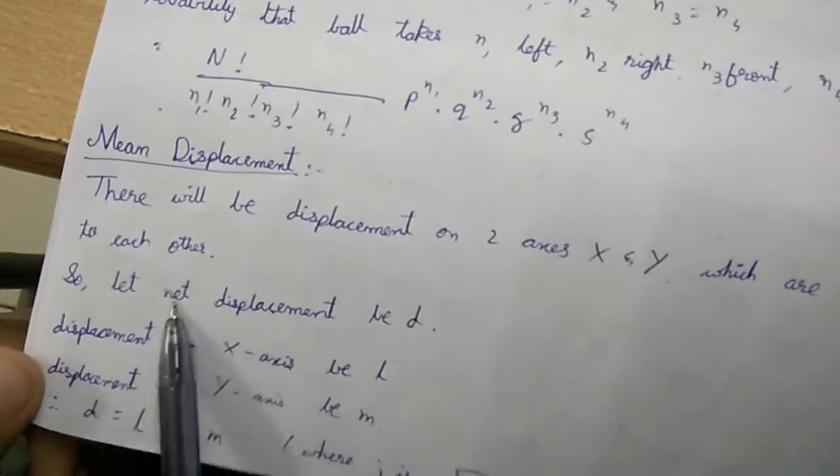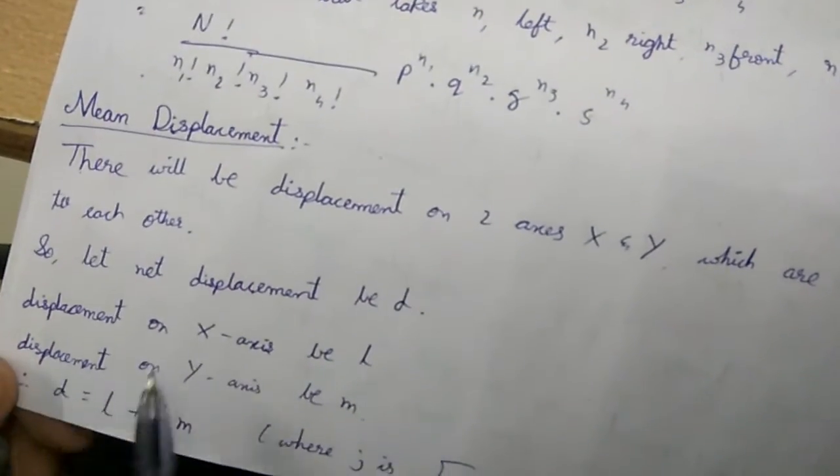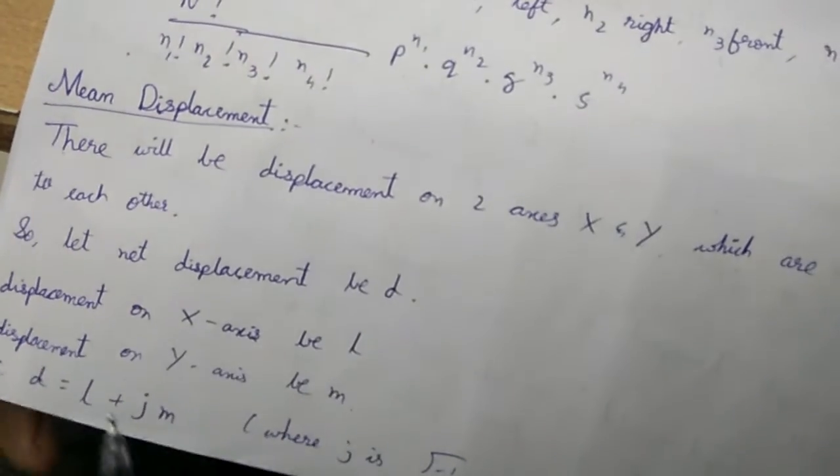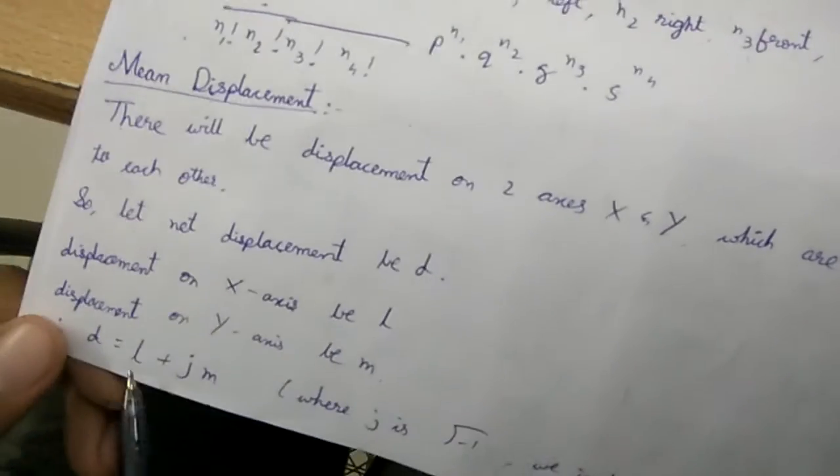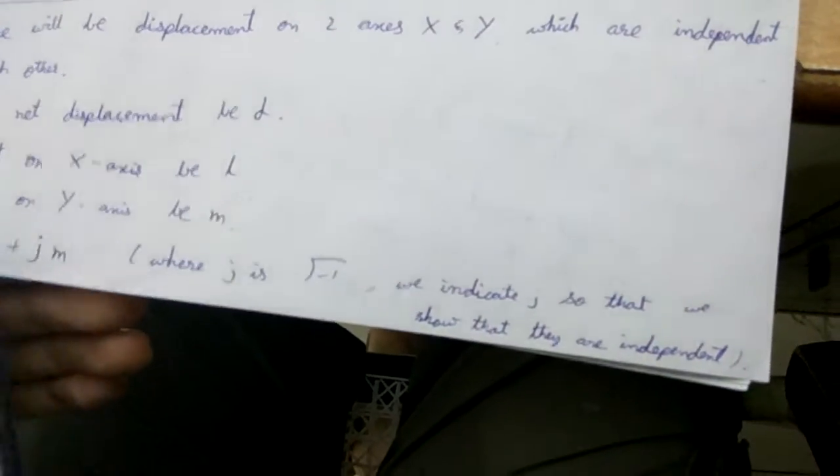Now, mean displacement. There will be a displacement on two axes, x and y, which are independent of each other. So let the net displacement be D. Displacement on the x-axis be L, and displacement on the y-axis be M. D is equal to L plus jM. I am just representing j because L and M are completely independent. Okay, now let's go to the next slide.